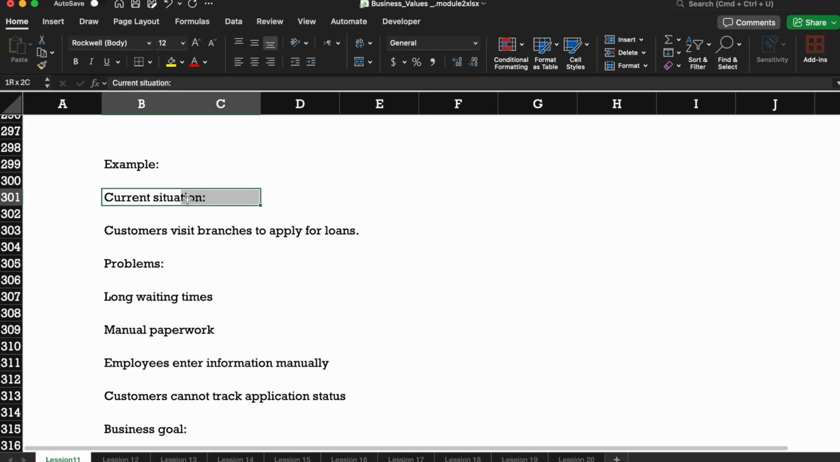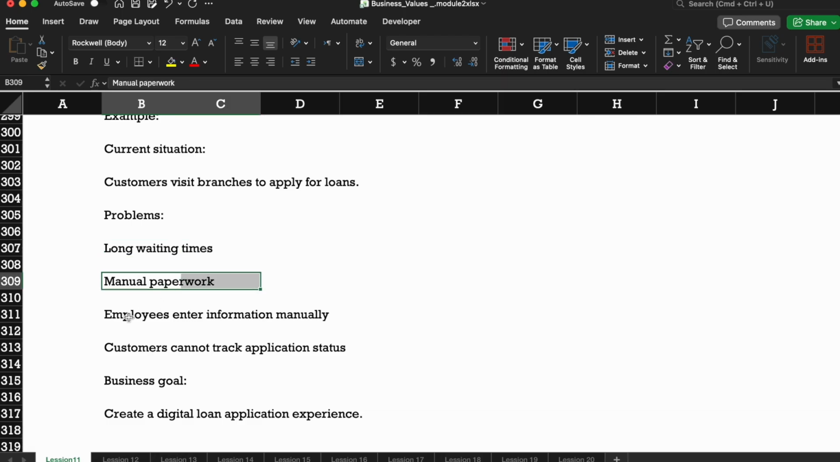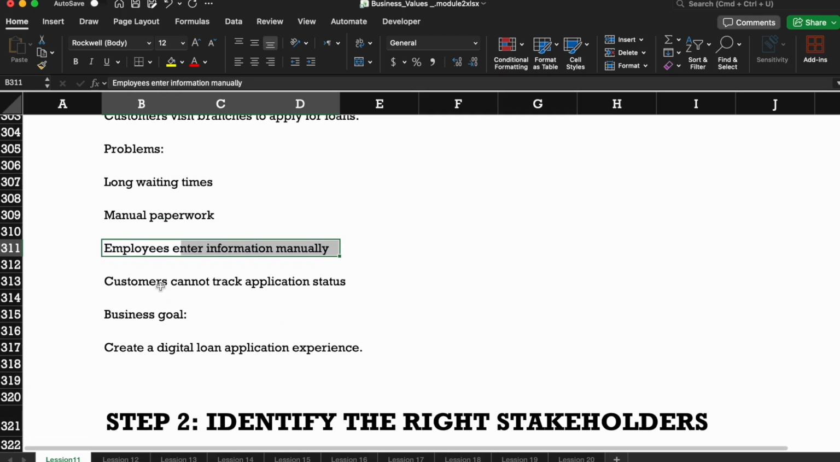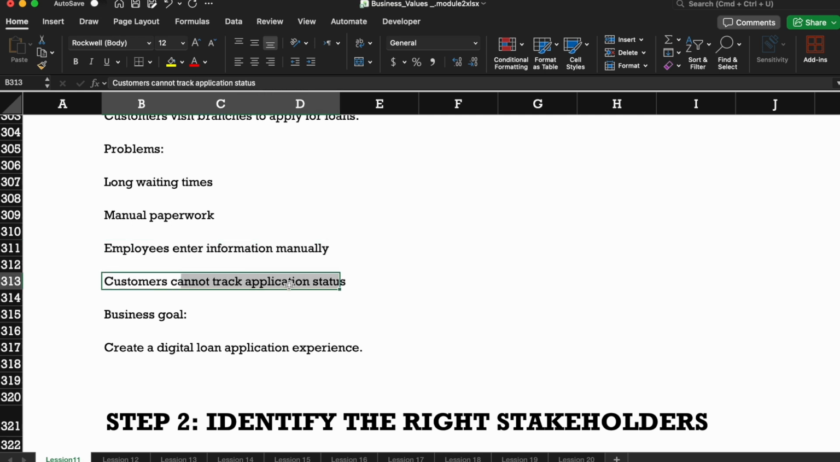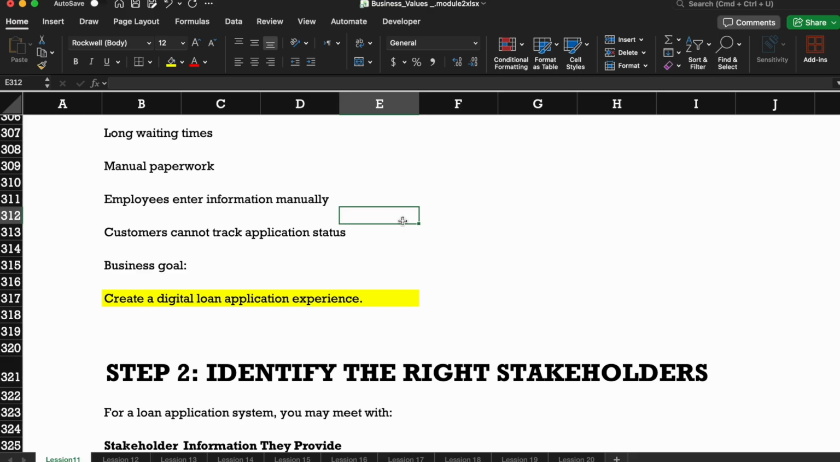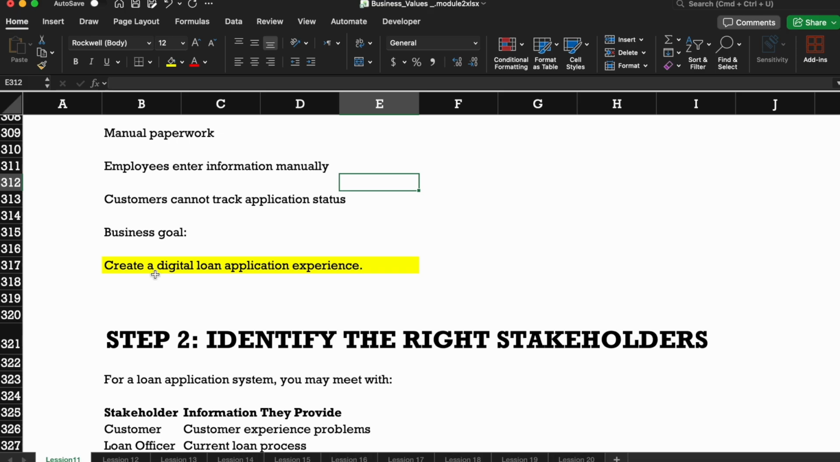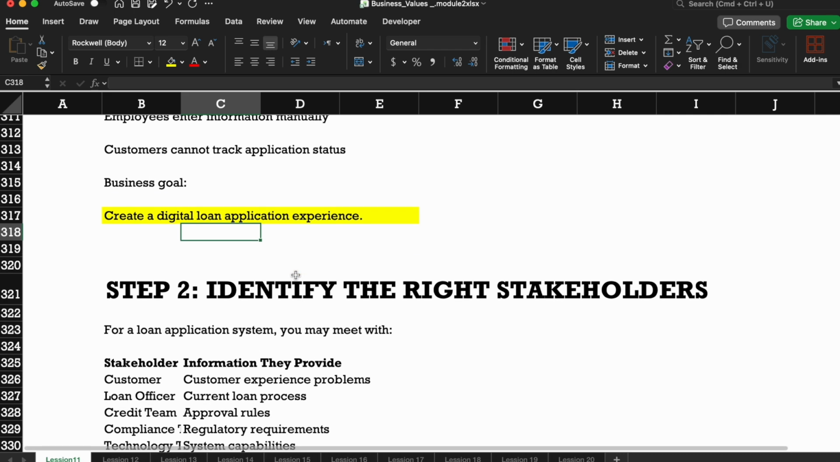So current situation: customers visit branches to apply for a loan. Problem: long waiting times, manual paperwork, employees enter information manually, customers cannot track application status. The business goal: create a digital loan application experience. It's like a self checkout. You have seen in a big supermarket they have self checkout. Similarly, we are providing a digital experience where the customer can go online, provide their information and apply for a loan, and track the application after they submit until they get the money, right? So this is a very user friendly solution.